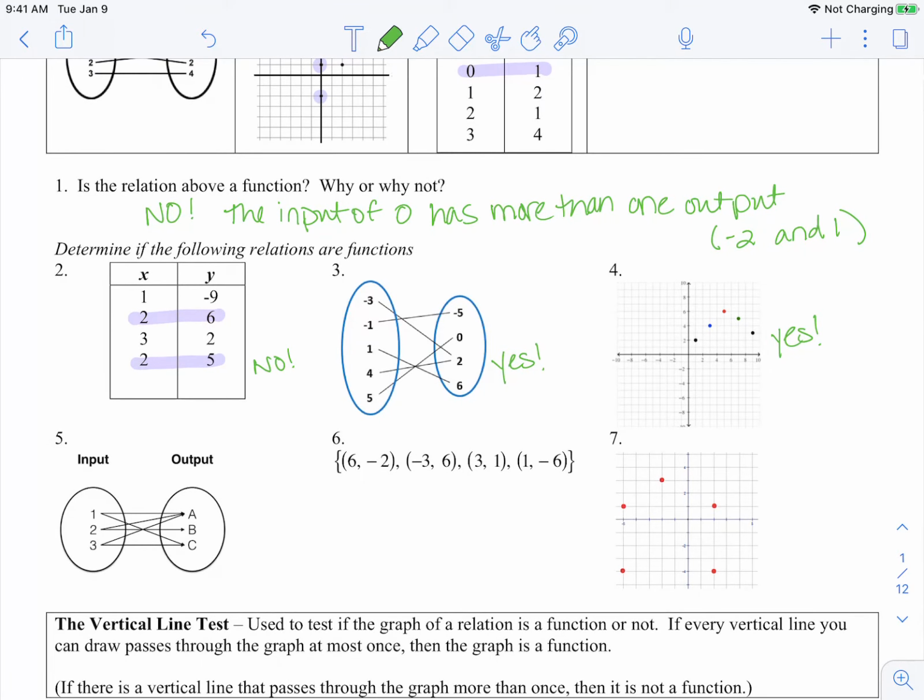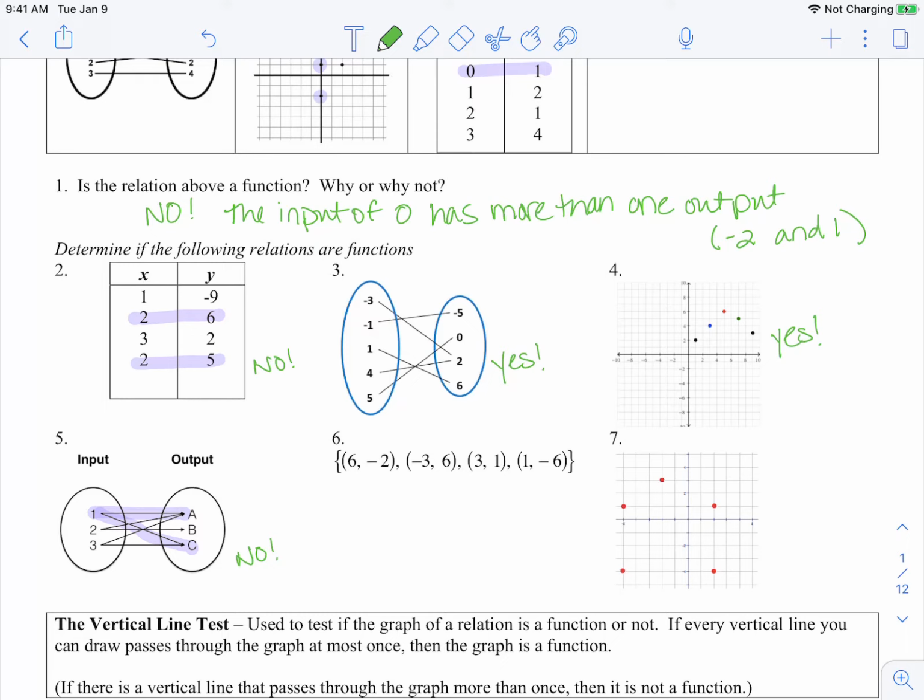I want you to try 5, 6, and 7, please, now. Okay, for 5, we can see, looking at this one, that 1 maps with A and with C. We also have 2 maps with A and B, 3 maps with A and C. So in those cases, we have many inputs that match to multiple outputs. So this one is not a function.